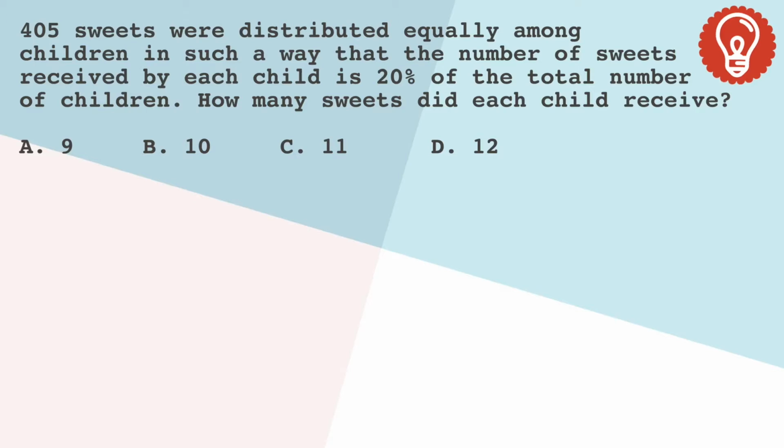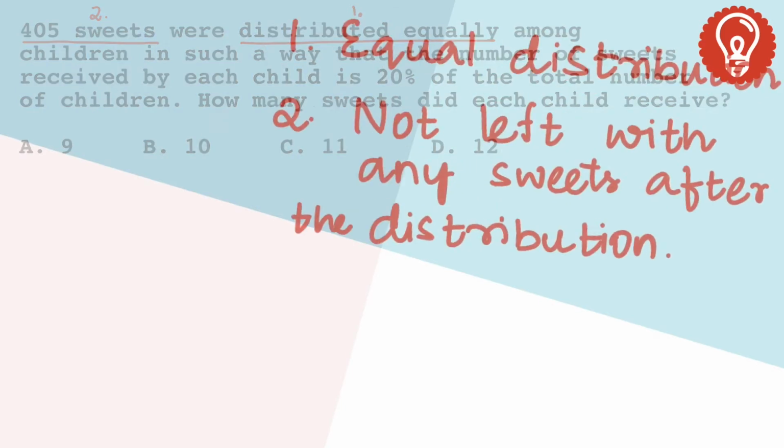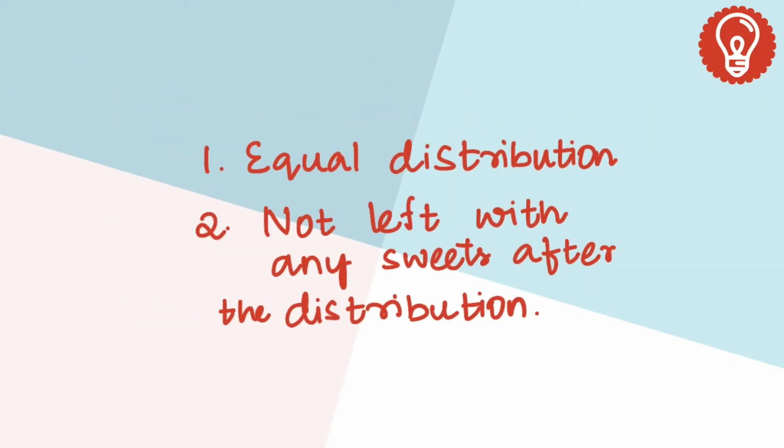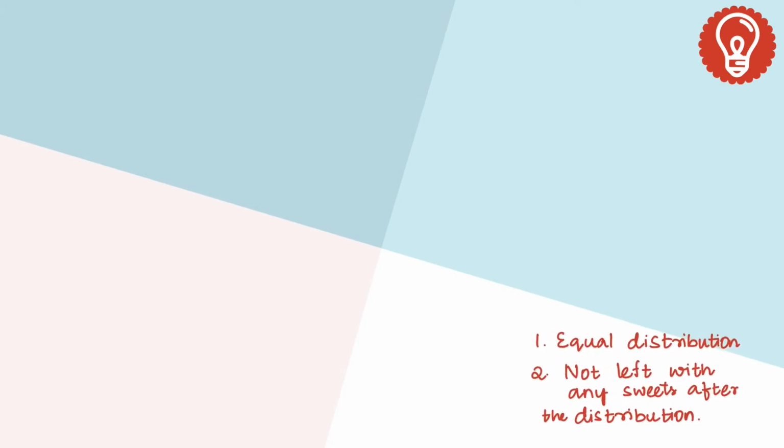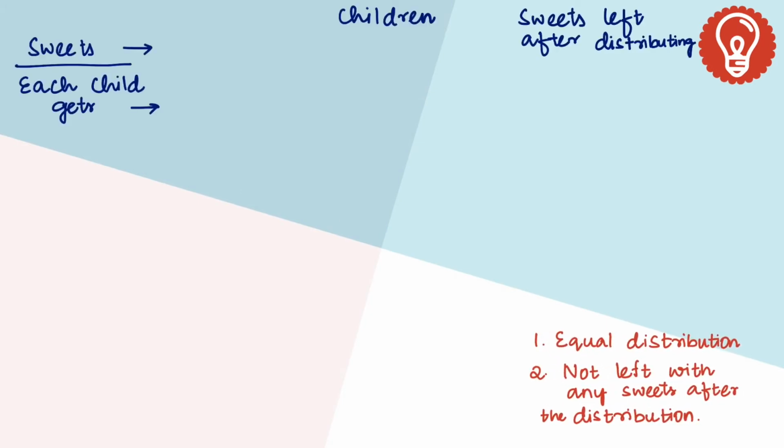To solve this question using option elimination, there are two conditions we need to observe. First one, sweets are distributed equally, and the second one is all the sweets are distributed. Let's try and understand what these two conditions actually mean with simpler numbers.